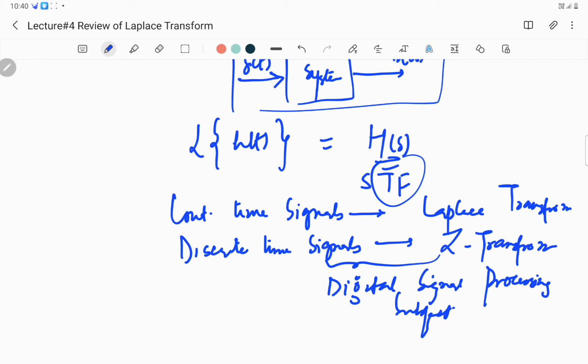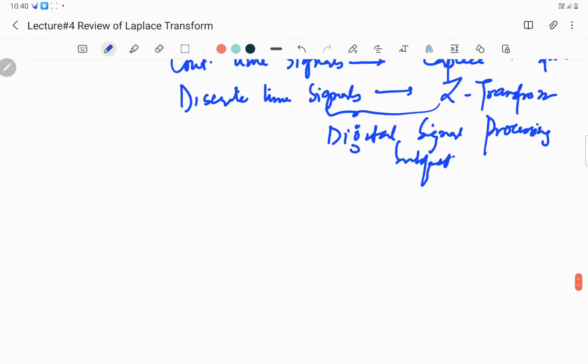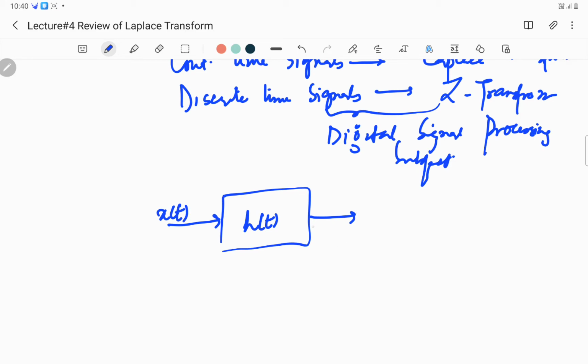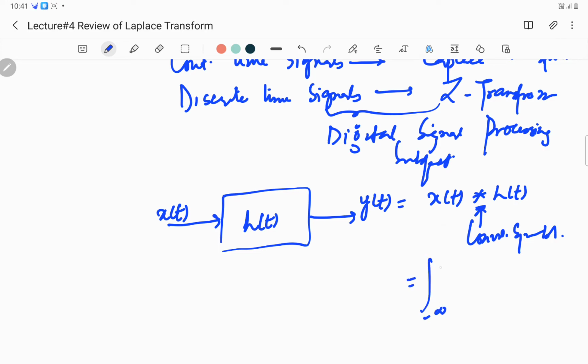Probably in your 7th or 8th semester. So coming back to our topic, if I have a system with system impulse response h(t), and if x(t) is the input signal, in time domain the output is given by the convolution of x(t) and h(t). This is the convolution symbol, which is basically an integral from minus infinity to infinity of x(tau) h(t minus tau) d tau.